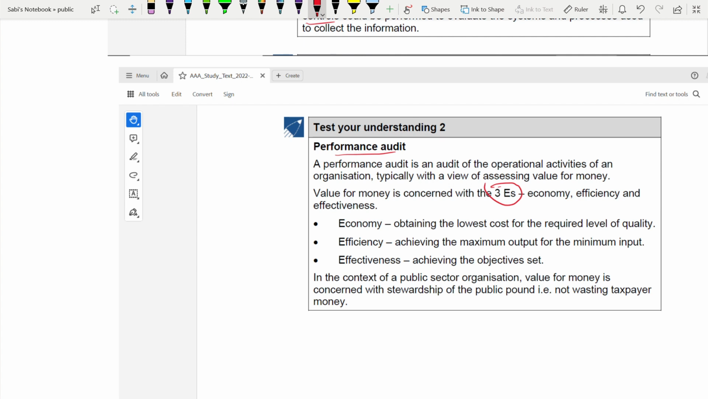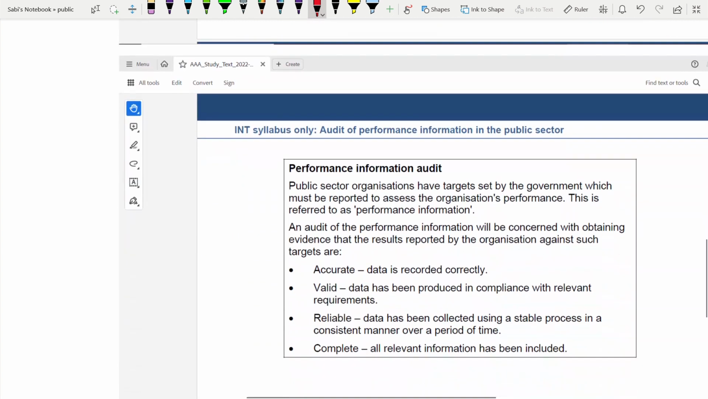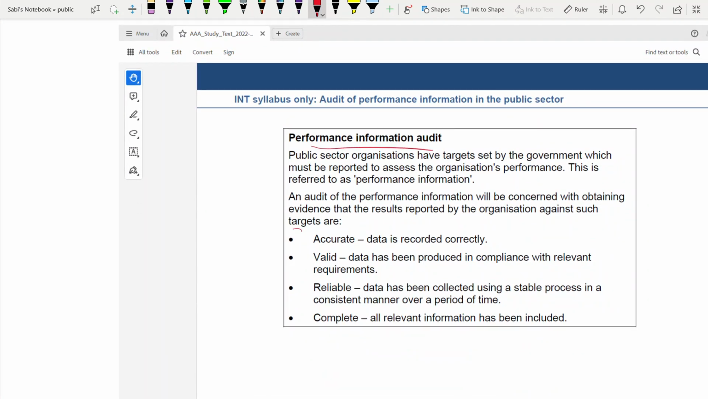Economy stands for having the lowest cost for the quality. Efficiency means achieving the maximum with less input, and effectiveness means doing the right thing, achieving the objective. And performance information audit has to do with the qualities of the information: accurate, valid, reliable, complete. You have to see against this. Basically, every public sector organization will have some target. These targets are set by a government.